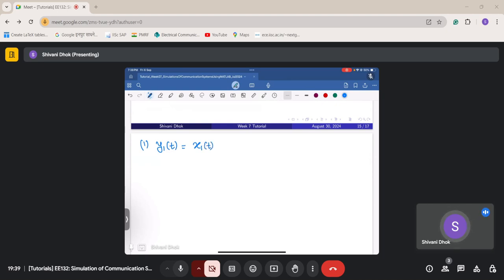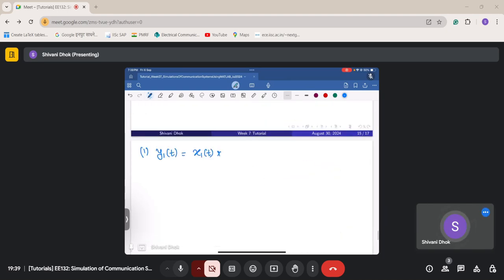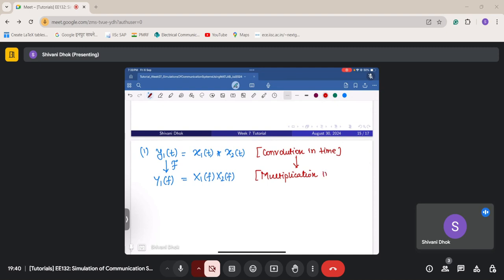So the first part is x1(t) convolved with x2(t). In time domain, we are not able to understand anything, so the best thing is to go to frequency domain. So we'll take the continuous time Fourier transform. We'll have Y1(f) equal to X1(f) multiplied by X2(f). So we are using the property: convolution in time implies multiplication in frequency.